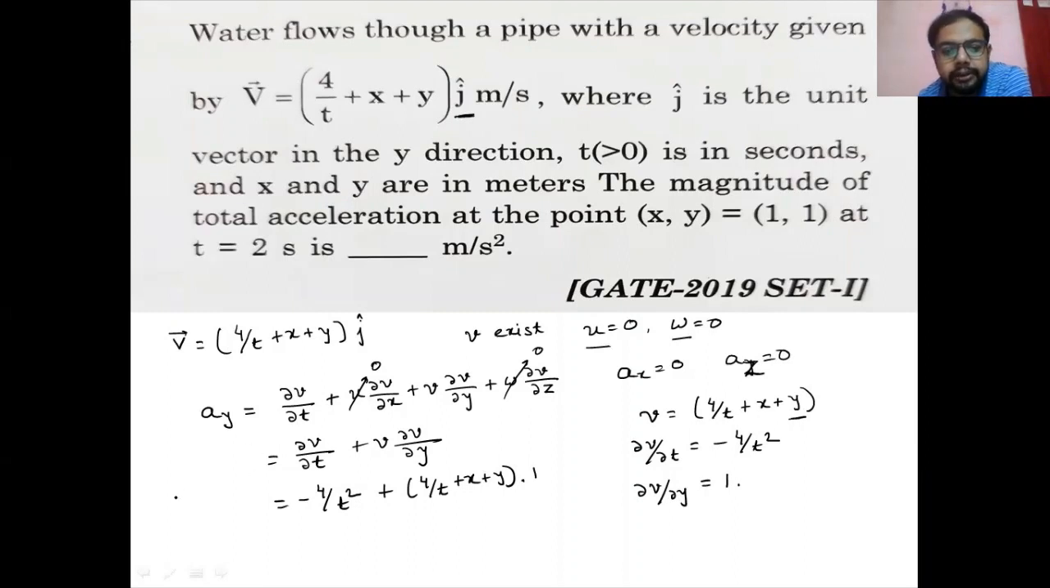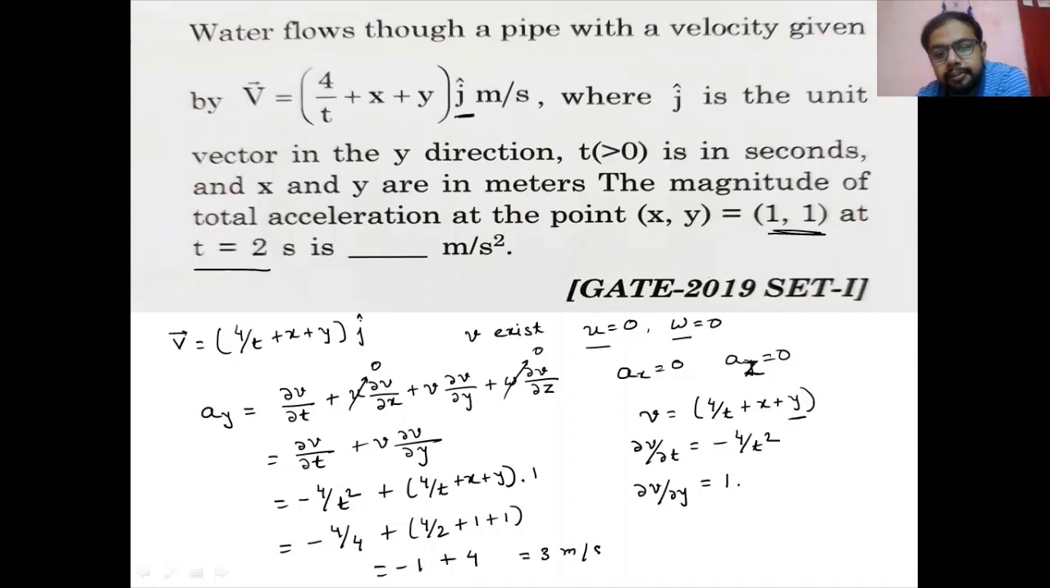Here t is given as 2. At t equal to 2, x and y are 1 and 1. So we put it here. t equal to 2 means minus 4/4 plus (4/2 + 1 + 1). So it is minus 1 plus 4, so 3 meter per second squared.